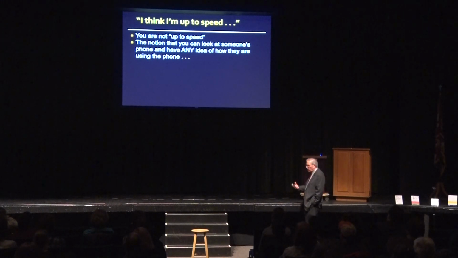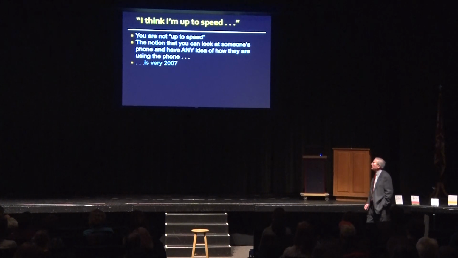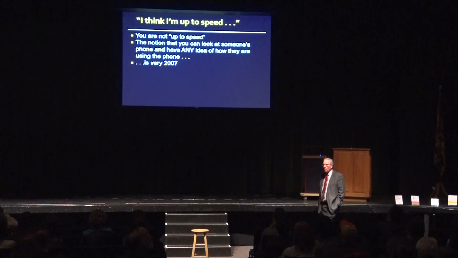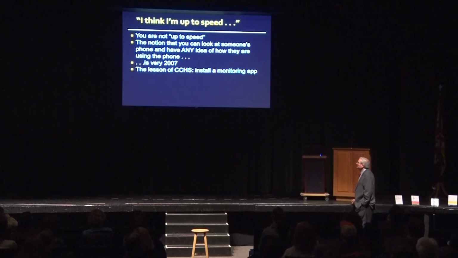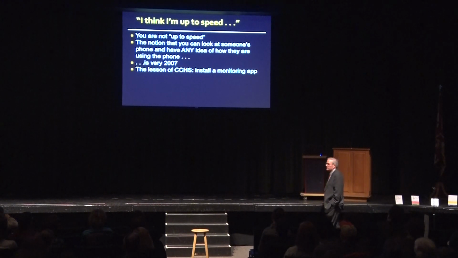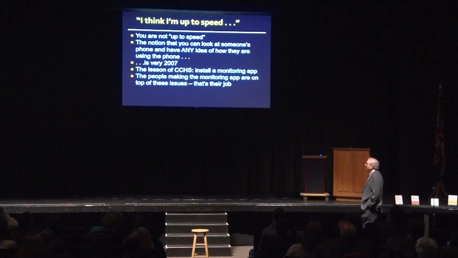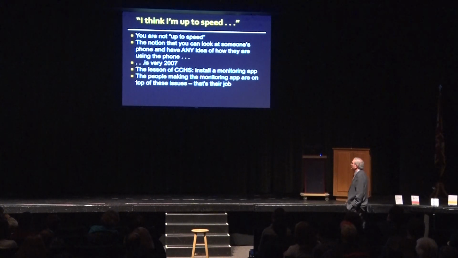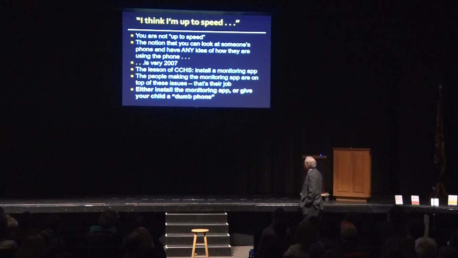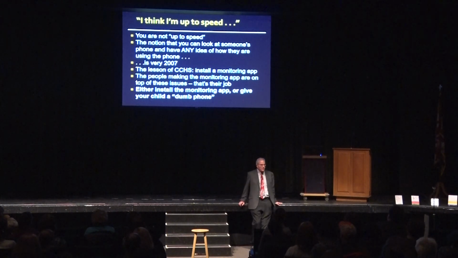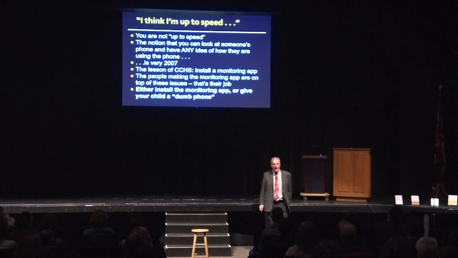The notion that you can look at a kid's phone and have any idea of how they are using the phone is 2007. You are many years out of date. You are not up to speed. The lesson of Canyon City High School is you must install a monitoring app. The people making the monitoring apps are on top of these issues. That's their job. Either install the monitoring app or give your child a basic phone. Those are the only two options for responsible parents, in my judgment, based on what I am seeing and hearing.